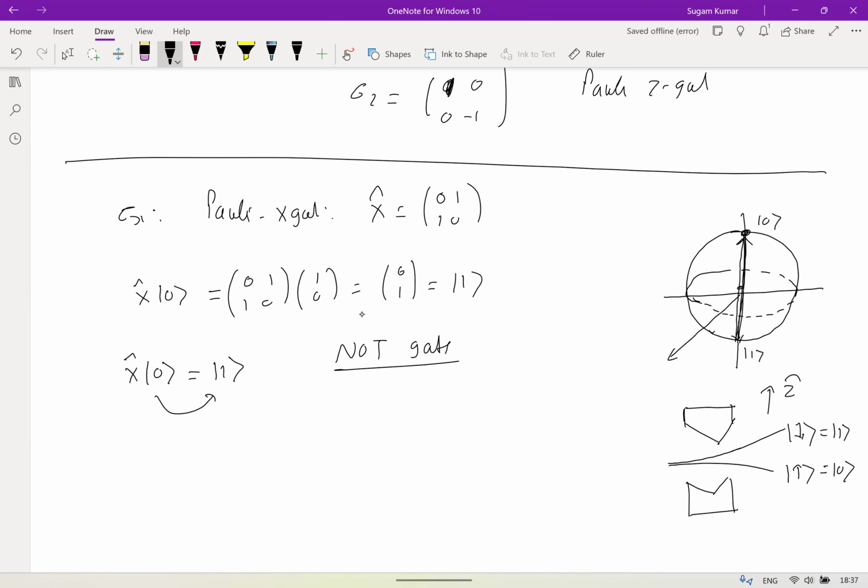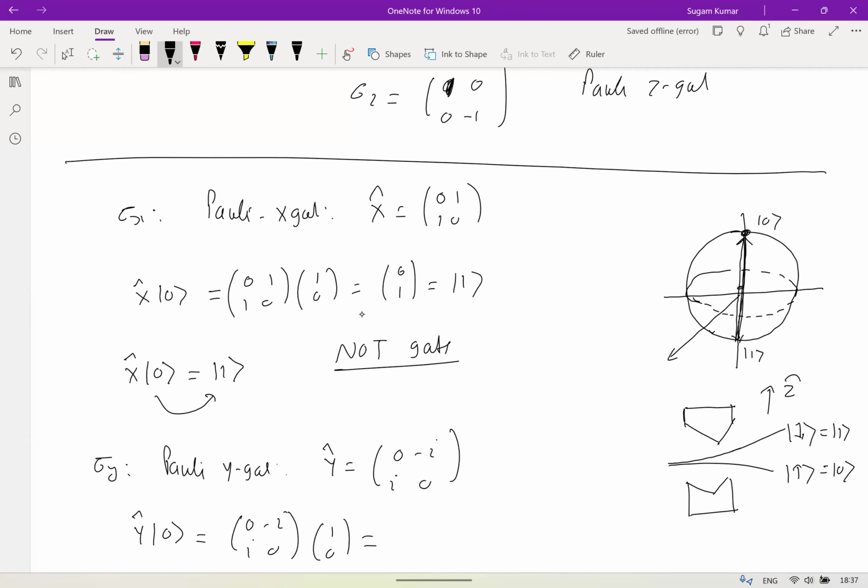Similarly, if you look at the sigma Y or Pauli Y gate, what is it doing? Look at the Y gate, nothing but 0, minus iota, iota, 0, and look at when Y operates on the 0, this is the quantity you're going to have. When this operates, it is going to become 0 and iota. So this is iota times 0, 1, nothing but iota 1.